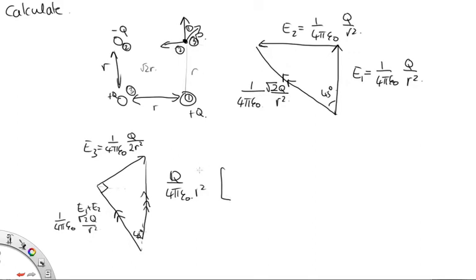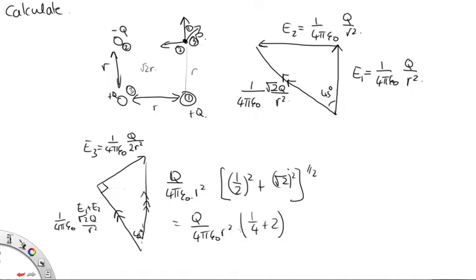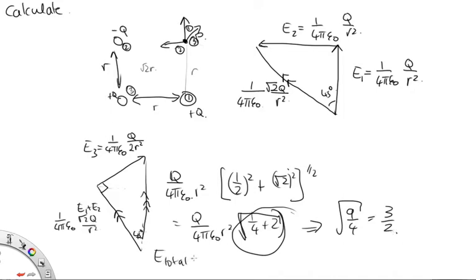And then we've got this one, which is (1/2)², plus this one, which is (√2)², and then we need to take the square root of that. So this is equal to q over 4πε₀r². Now this is a quarter plus 2, and take the square root. If we put this all over 4, this part is the square root of 9/4, which is equal to 3/2. So E total is equal to q over 4πε₀r² times 3/2.